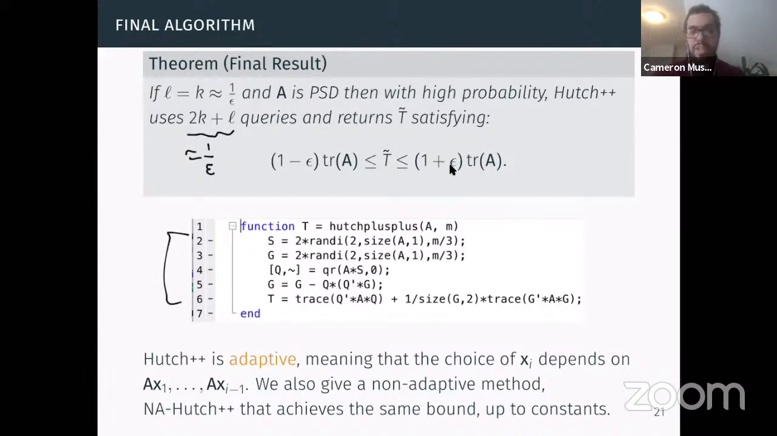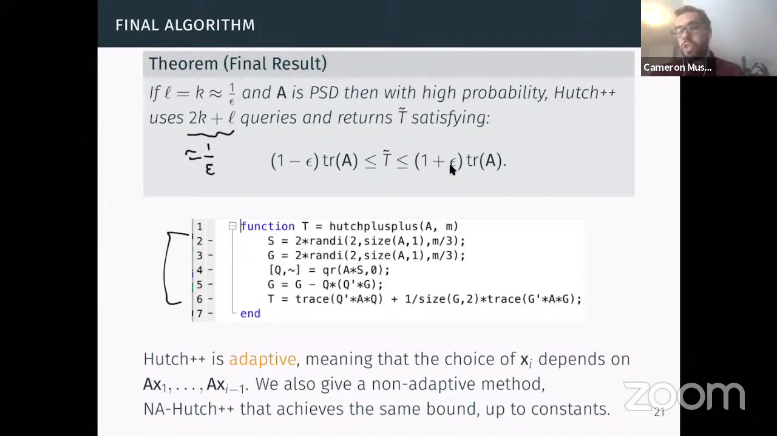And then the final thing I'll mention is that this method is adaptive, meaning that our choice of x_i, the ith query, can depend on the choices of the previous queries. This is because we first do this random projection step in order to deflate the top eigenvectors of the matrix, and then we perform Hutchinson's. So there's an adaptivity in the queries.